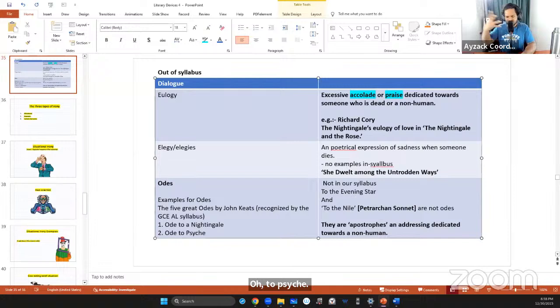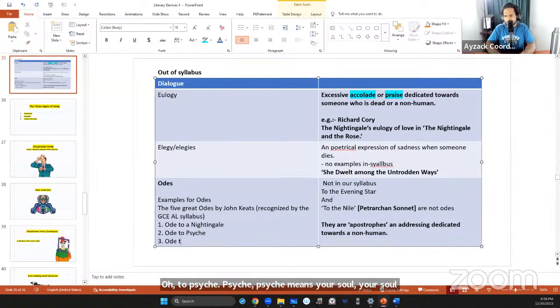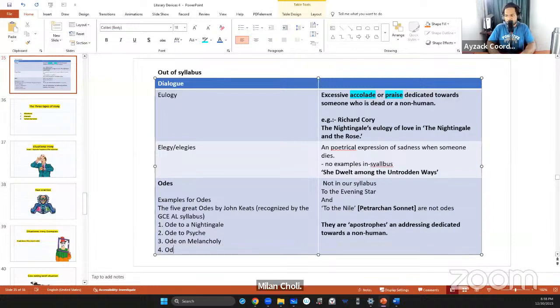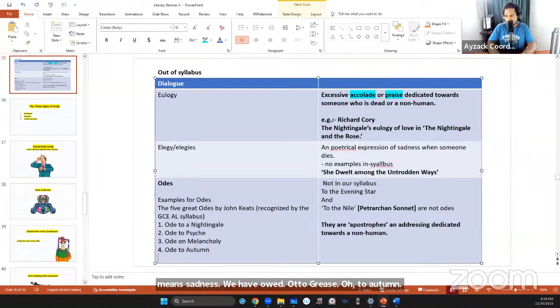Psyche means soul, your soul. We have Ode to Psyche, and Ode on Melancholy. Melancholy means sadness. We have Ode to Autumn. And then from Greece, we have Ode on a Grecian Urn.